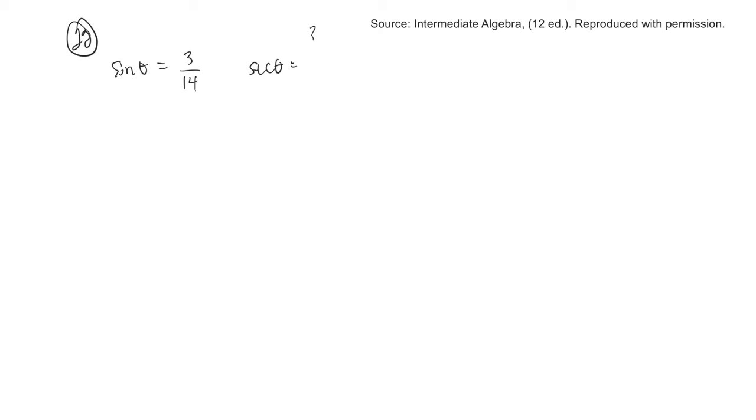Next question is a trig one, and they ask us to solve for secant. Tell me what the secant ratio is, given that the sine ratio is 3 over 14. Okay, well, one thing I know about the secant is that it's the reciprocal of cosine. And cosine of an angle is adjacent over hypotenuse. So secant is going to be hypotenuse over adjacent.